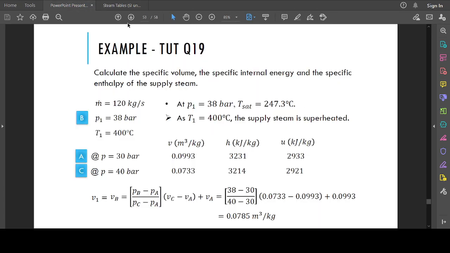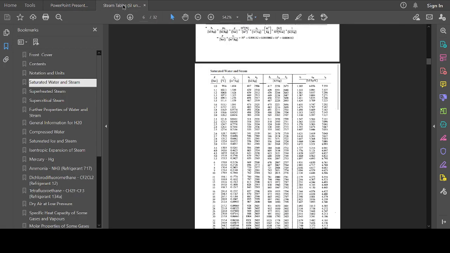Now, if we go back to the question, it says that the pressure comes in at 38 bar and 400 degrees C. Now, since the temperature of the steam is higher than the saturation temperature, this tells us that the steam is superheated. And if the steam is superheated, we need to go back to the steam table and we look for the superheated steam.